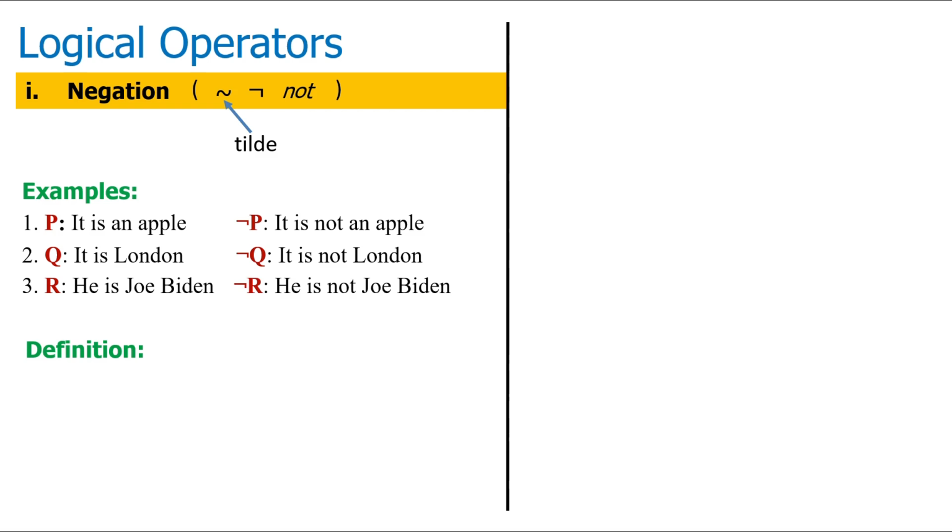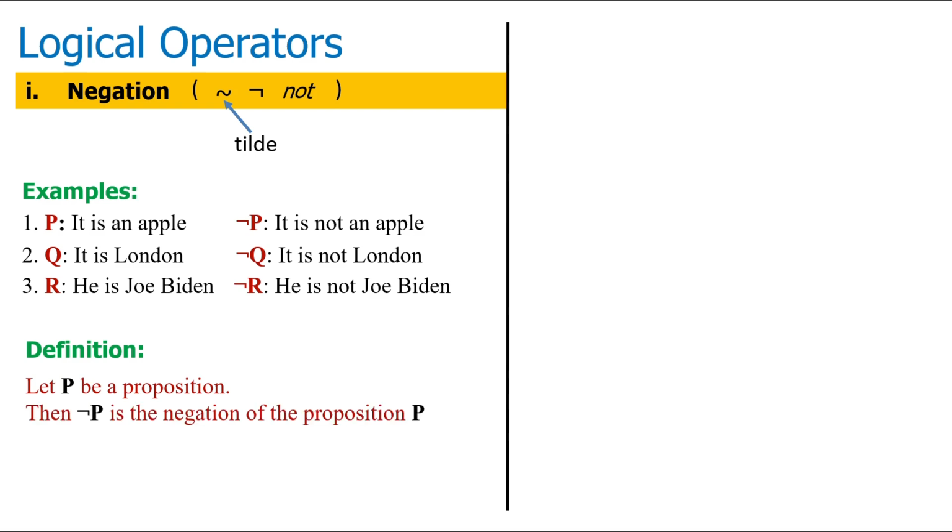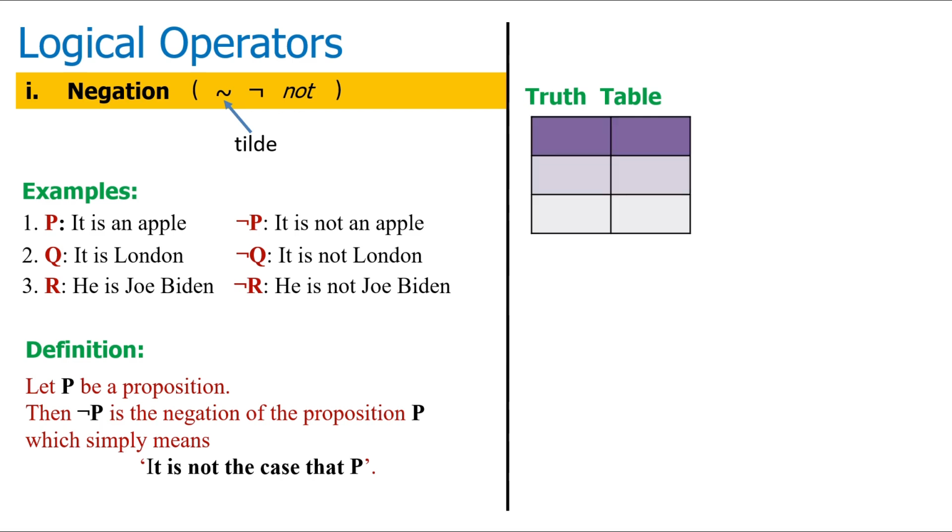Now, let us look at the definition of the negation logical operator. Let P be a proposition. Then, negation P is the negation of the proposition P, which simply means it is not the case that P. The negation logical operator can also be represented in the form of a table which we call a truth table. P, negation P. If P is true, then negation P is false. If P is false, then negation P is true.